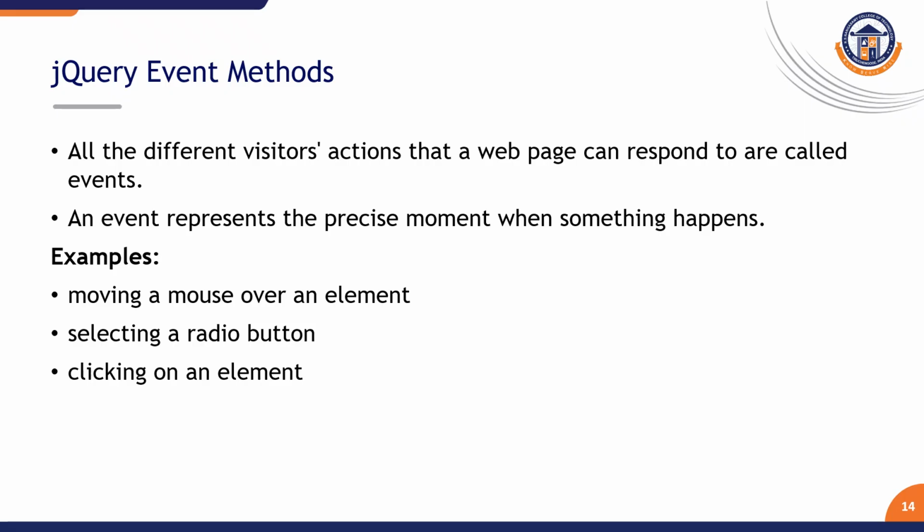jQuery event methods. All the visitors' actions that a web page can respond to are called events. An event represents the precise moment when something happens. Examples: moving a mouse over an element, selecting a radio button, and clicking on an element.